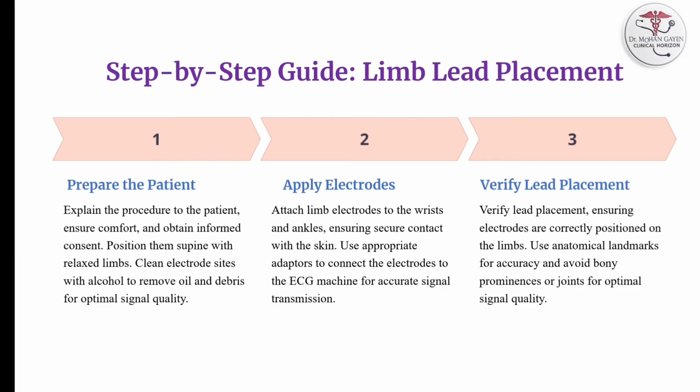Step-by-step guide. Limb lead placement. Limb lead placement is a fundamental step in obtaining an accurate ECG. Start by preparing the patient. Ensure they are comfortable and explain the procedure. The electrodes should be placed on the limbs, wrists, and ankles, ensuring firm contact with the skin. After applying the electrodes, it's crucial to verify their placement, avoiding bony prominences to ensure a clear signal. Correct lead placement is essential to avoid misleading interpretations and guarantee that the ECG accurately reflects the heart's electrical activity.